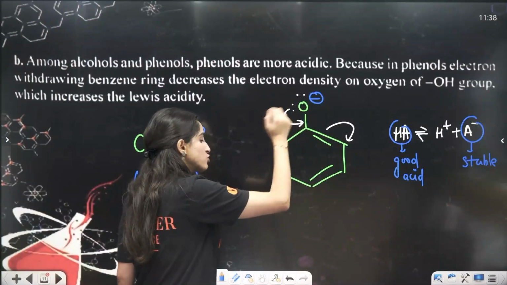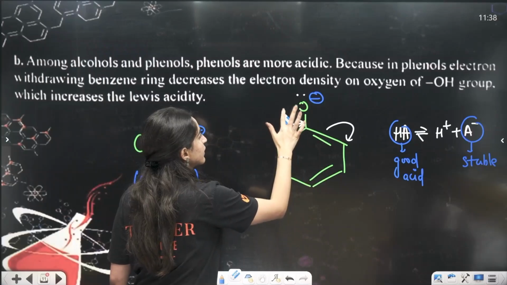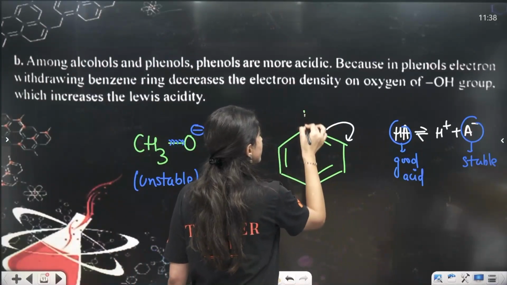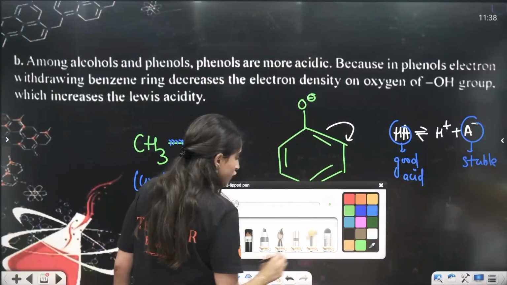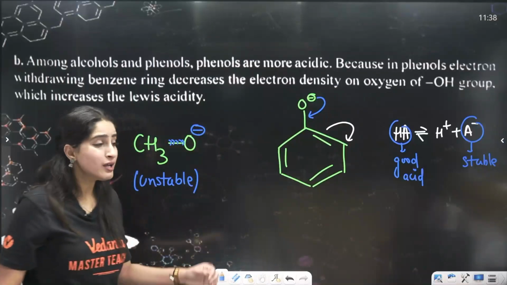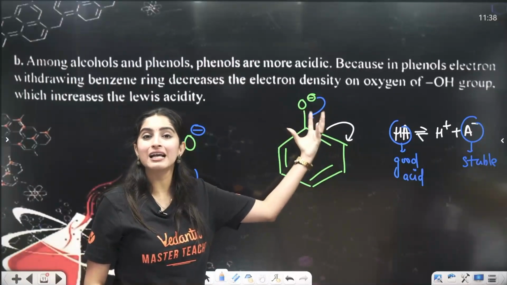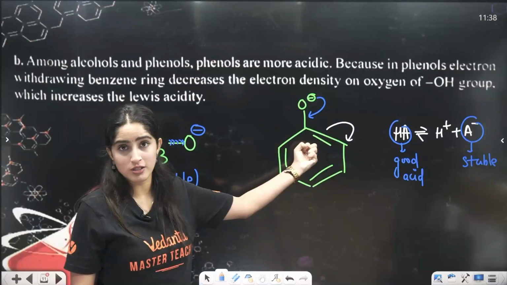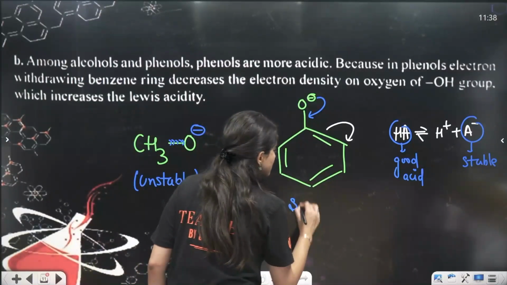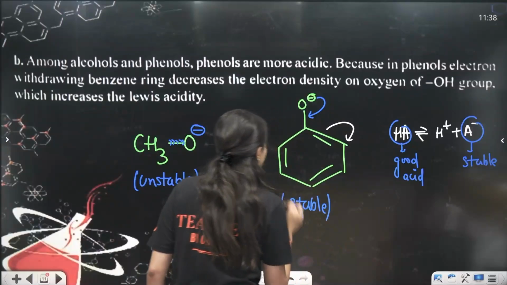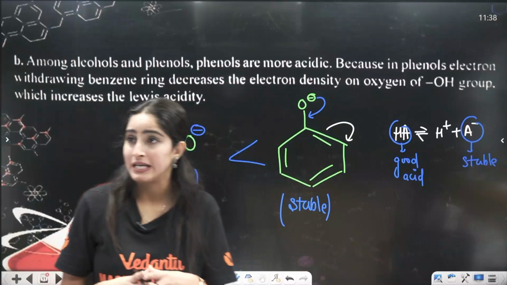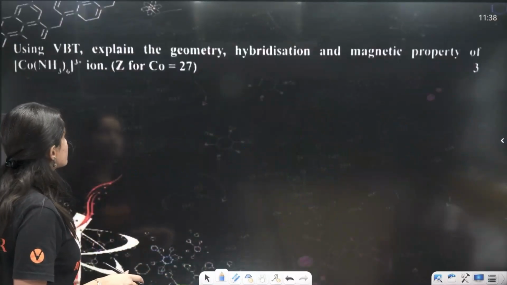It is taking away this lone pair, not even lone pair. Here we will talk about negative charge only. Wait a minute, right? Because this is your phenoxide ion, right? So here what will happen? This is your O negative. This negative charge will go to this side and to this side. Now this benzene ring is taking out the negative charge from this oxygen. So it is making it stable because it is taking away the stress. That is why phenol is more acidic as compared to alcohol, right? Okay, as compared to alcohol, phenol is more acidic.